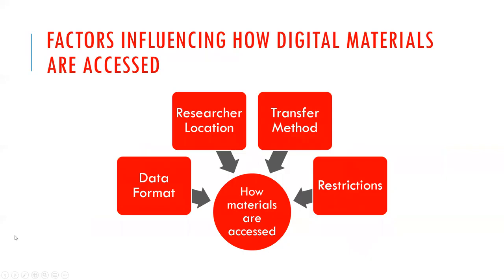So assuming that an archive has chosen to digitize materials, or that an archive has placed materials that were born digital online, there are some additional factors that may influence how these materials are accessed. So we talked about data formats. The original data, or the original media that a record is on, is going to be the most authentic and the most archivally sound, but it may be difficult or impossible for researchers to access.